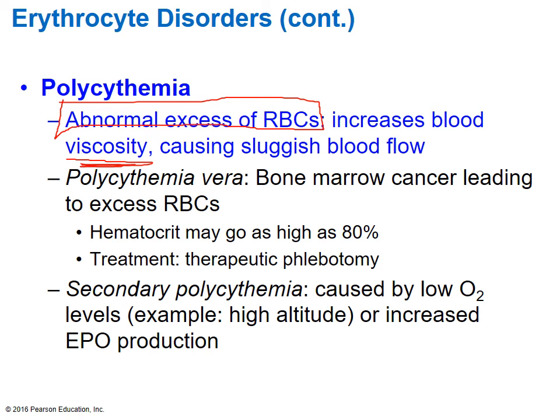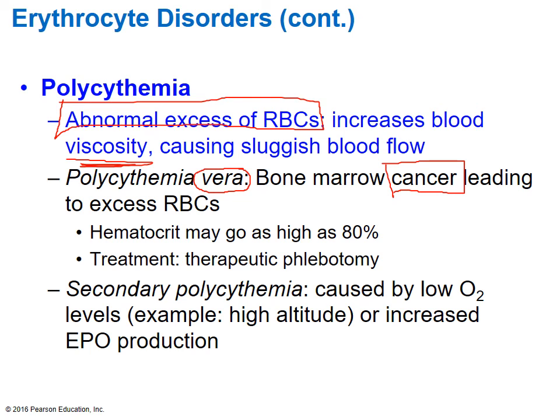Polycythemia tends to be divided into two categories. You have what we call primary polycythemia, or as the slide refers to it, polycythemia vera. This means that the excessive red blood cells are unfortunately being produced because your bone marrow has a cancer, which is causing the numbers to increase. In fact, there have been reports that patients that suffer from primary polycythemia can have a hematocrit that's as high as 80%. Now, a typical hematocrit will run in the 40s, so it's almost double the amount of red blood cells than you actually need.